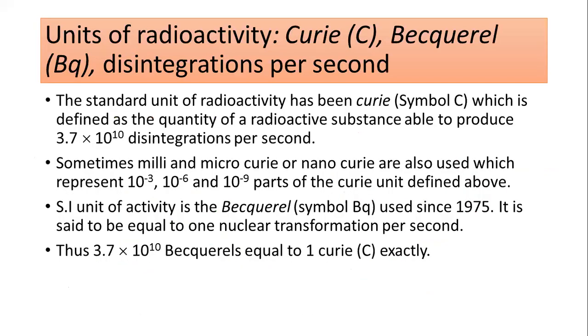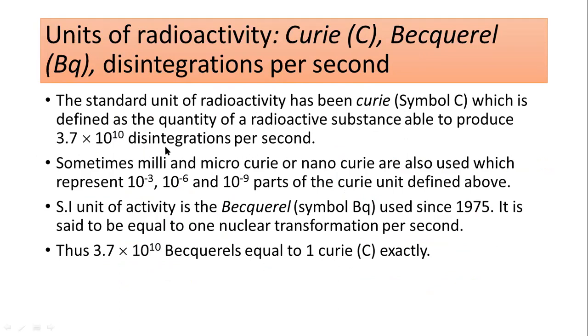the unit of radioactivity. Basically, we use three units: Curie, Becquerel, and disintegration per second. The first is very simple to understand, and this is the standard unit of radioactivity, which is measured in Curie, and the symbol is capital C, which is defined as the quantity of the radioactive substance able to produce 3.7 × 10^10 disintegrations per second.